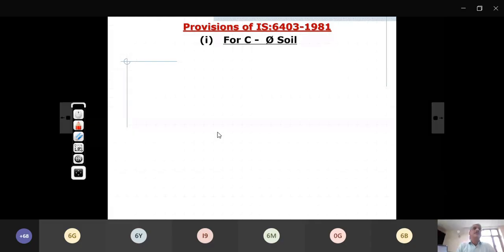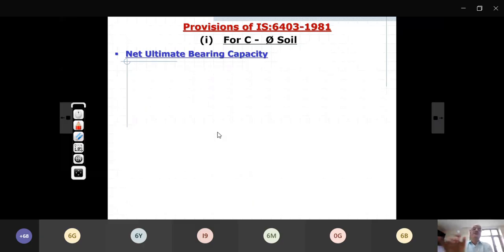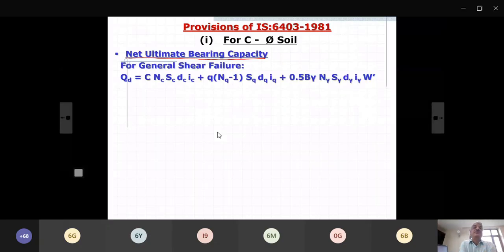One is C-phi soil, mixed soil, or you can have C type of soil, cohesive soil, or you can have only phi type of soil. For all three soils, the IS code says like this, and we have to follow it. Number one, it says net ultimate bearing capacity. Please understand what net ultimate bearing capacity is. It is qnf divided by factor of safety, net ultimate. How can we calculate it? For C-phi soil, it will be very difficult to determine whether the failure is due to general shear failure or local shear failure, and most of the time it may be a combination of both. Therefore you calculate it for both modes of failure.